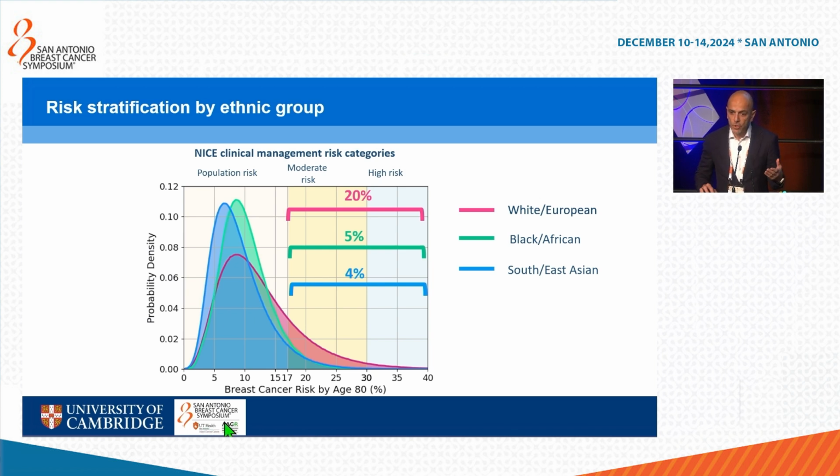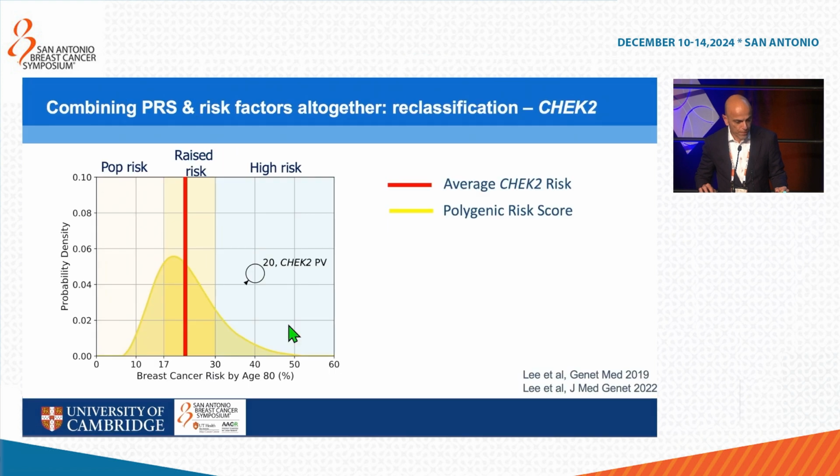So in this case, if we were to use the existing risk thresholds as defined by the NICE guidelines to classify women into the different risk categories, we'd be identifying only around 5% of women falling into the moderate or high risk groups. Of course, these are expected to change as we develop better ethnicity-specific polygenic scores.